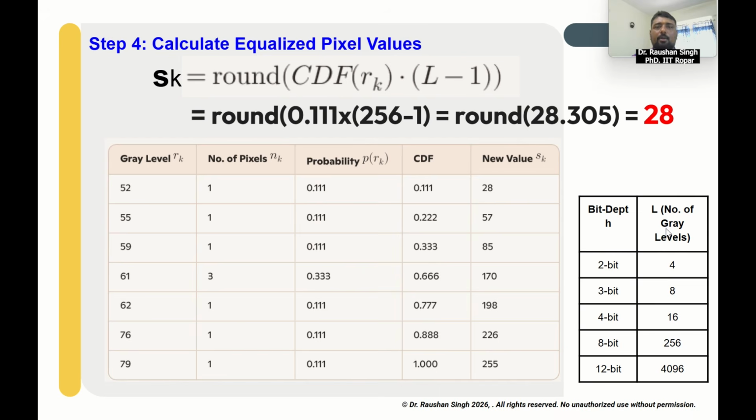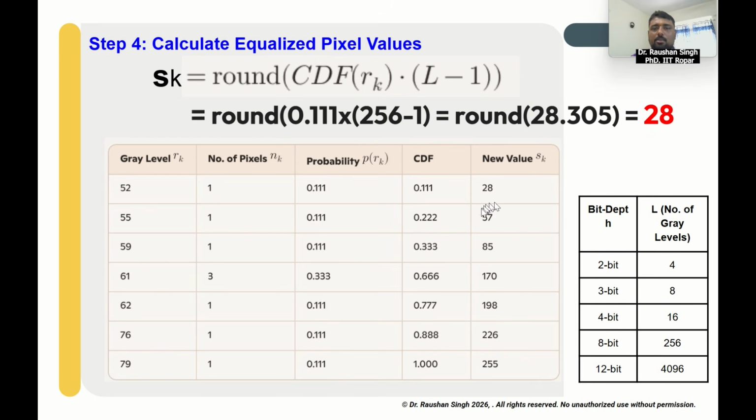So in our question, we already know L is the bit depth of the image you are using. Our image is an 8-bit image, that I have told in the question itself. So we will straight away put 8 here. So this will become 8 minus 1, which means 7, multiplied by CDF values. CDF values will be your 0.111. So for the first value, 0.111 multiplied by 7 will give you some value, and that will be 28.305, and that you have to round off, that is 28.